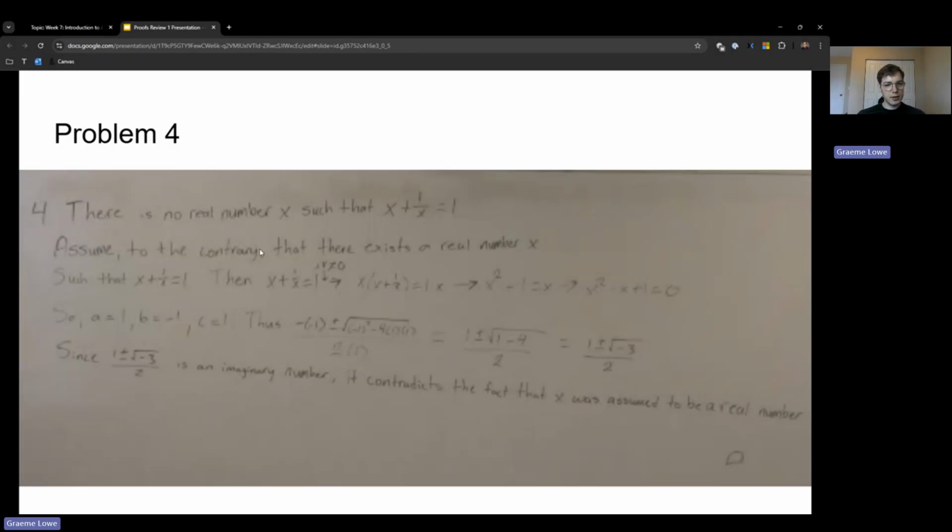So let's dig in and look at the example. We're going to assume to the contrary that there exists a real number x, because up here we said no real number x, such that x plus 1 over x equals 1. So yeah, just the opposite of our original result.